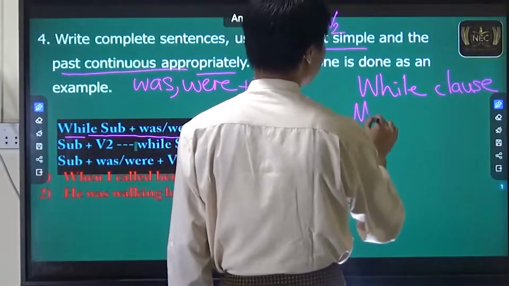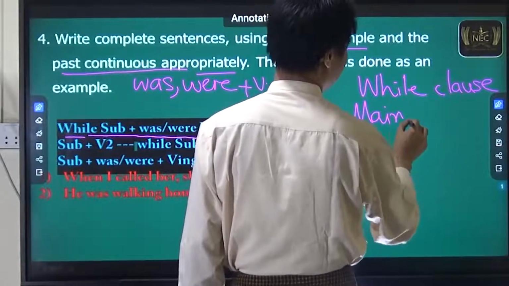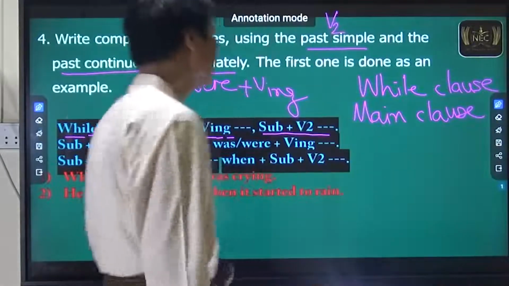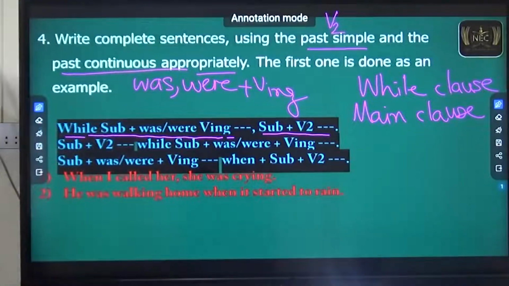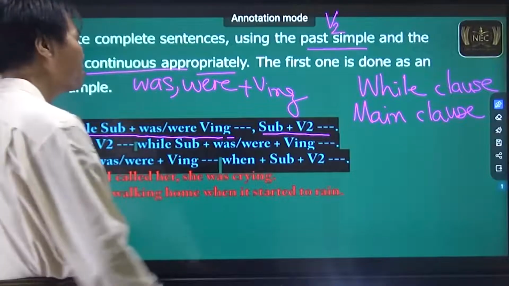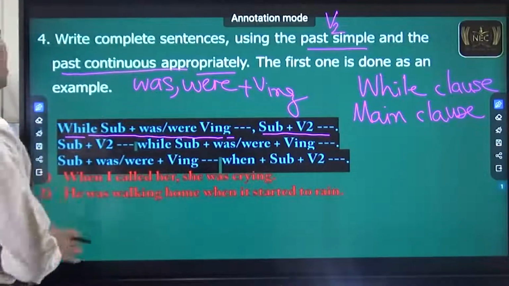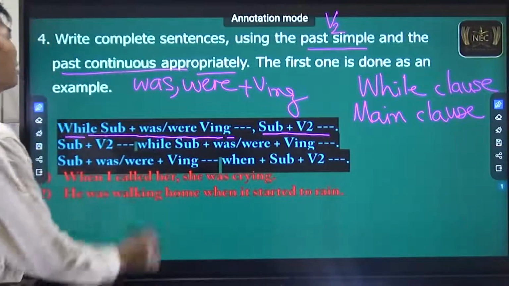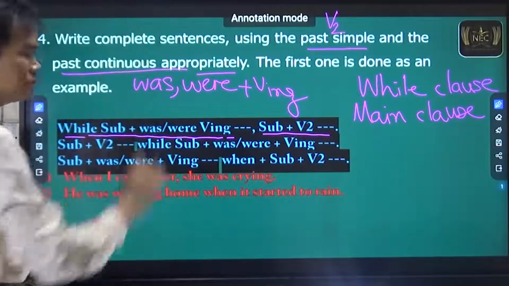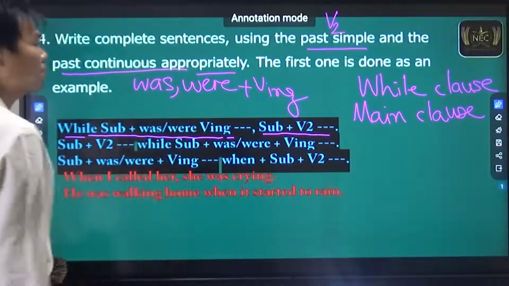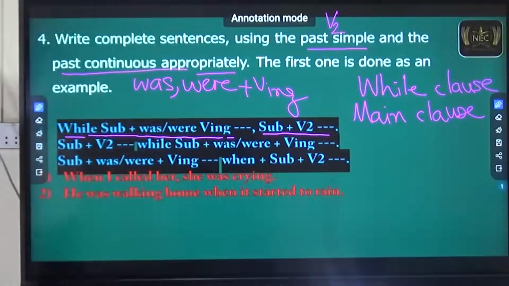Then a bindle is at our main clause, we call it. Main clause. But to don't be your wine clause. Was why I am you call it past continuous good.